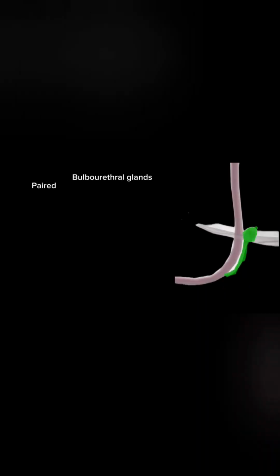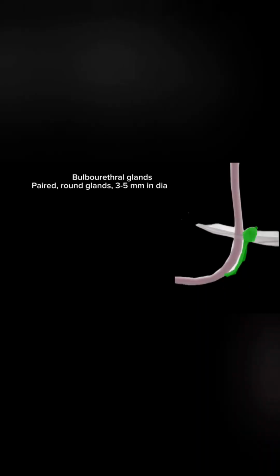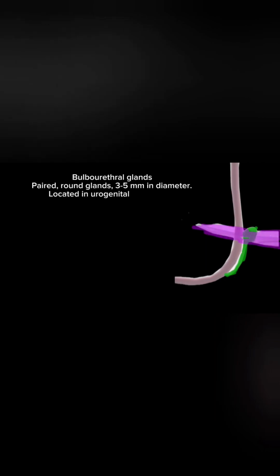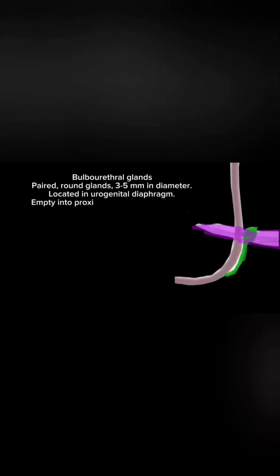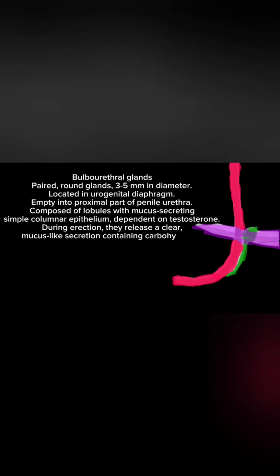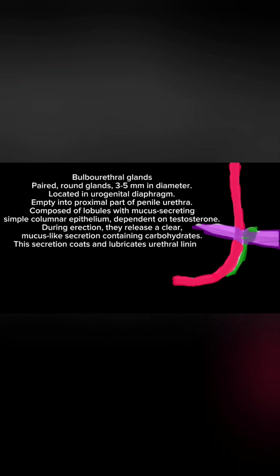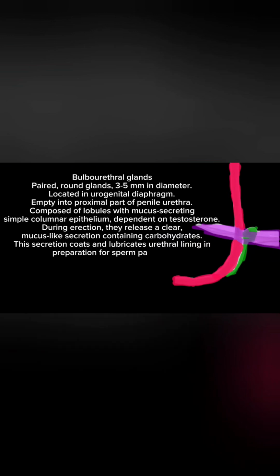Bulbourethral glands, paired round glands, 3 to 5 mm in diameter, located in the urogenital diaphragm, empty into the proximal part of the penile urethra, composed of lobules with mucosa secreting simple columnar epithelium dependent on testosterone. During erection, they release a clear mucus-like secretion containing carbohydrates. This secretion coats and lubricates the urethral lining in preparation for sperm passage.